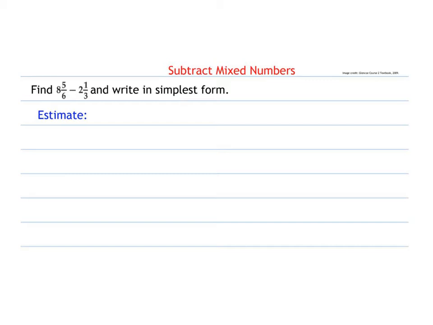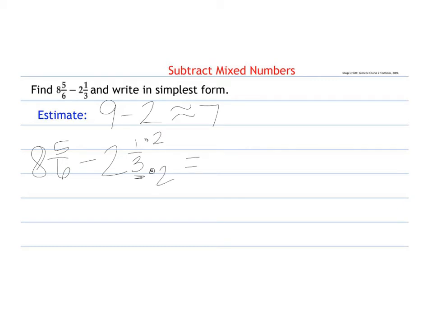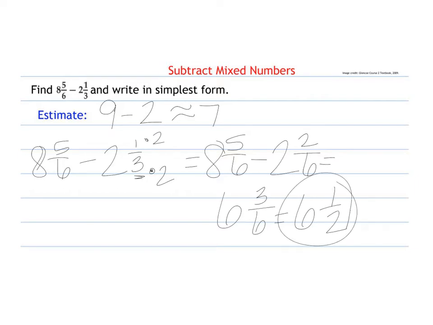So again, 8 and 5/6 is pretty close to 9, minus 2 and 1/3. So 9 minus 2 about is going to be approximately 7. So then we have 8 and 5/6 minus 2 and 1/3. I know that my thirds can change to 6 because 3 goes into 6. So times 2, times 2. So 8 and 5/6 minus 2 and 2/6. And then we just subtract. 8 minus 2 is 6. 5 minus 2 is 3. Keep my denominator. So 6 and 1/2.